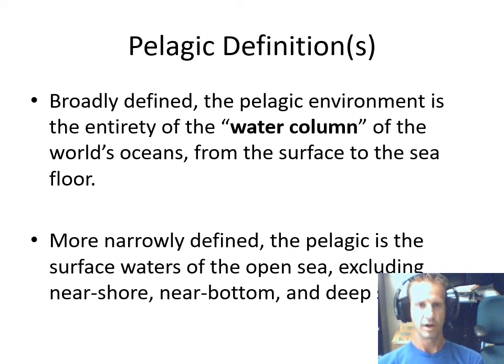And so the water column is basically from the seafloor to the surface of the ocean, and that covers the entire ocean. A lot of times, though, when we say pelagic, we mean the environment that's not only above the bottom, but also away from shore. So we mean the open sea, not including the near shore environment, the near bottom environment, and the deep sea environment. So surface waters of the open ocean are what most people think about when they think about the pelagic environment.